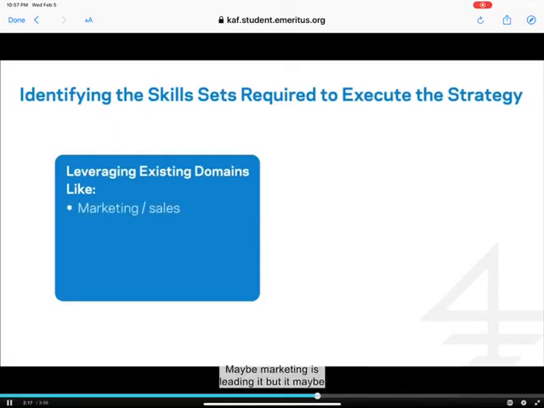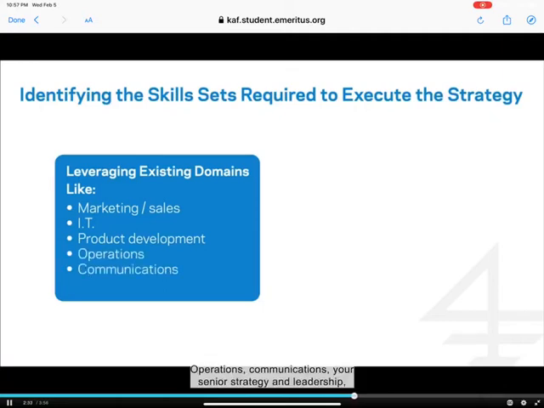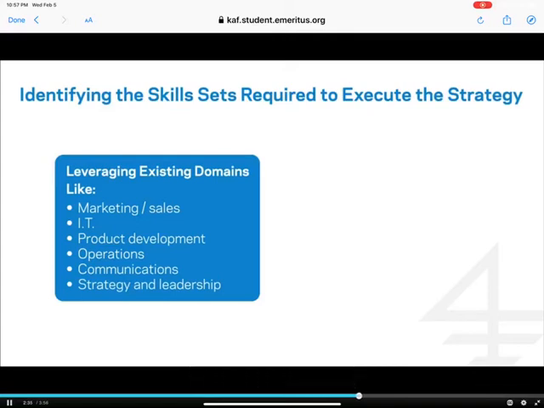Maybe marketing is leading it, but it may be that you have a sales team that should be part of the process. IT may very well be involved in the development. Maybe if it's something that's driving or linking into innovation, your product development team should be part of this project. Operations, communications, your senior strategy and leadership. You need to think about what are the different departments in your organization that should have a role and a part of making this come to life effectively.